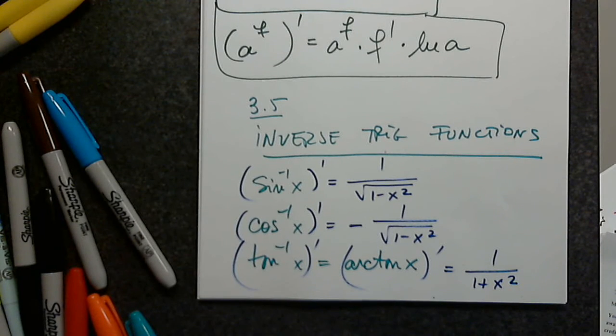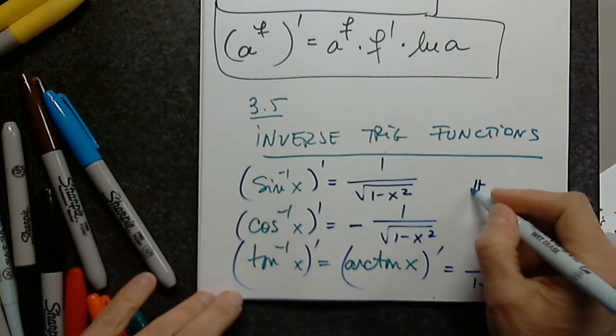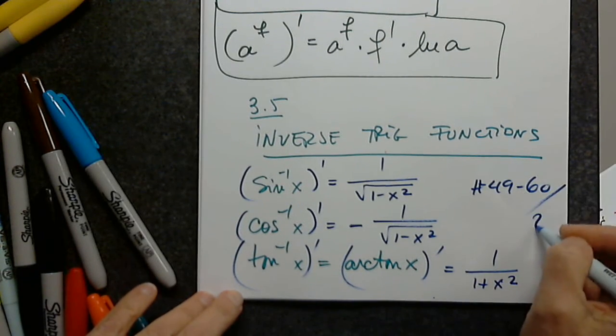So on page 216, I'm not interested in anything else. The formulas can be given to you. I'm not going to. These are the three that I need. Anything that has these three, 49 through 60 on page 216.